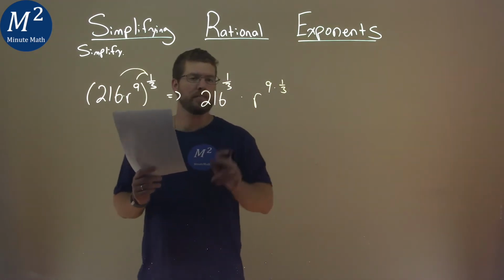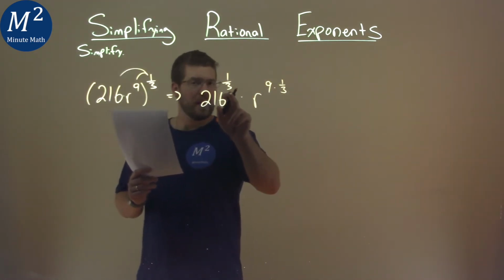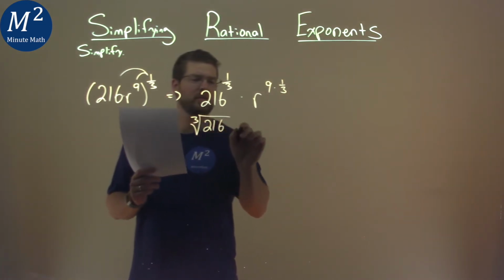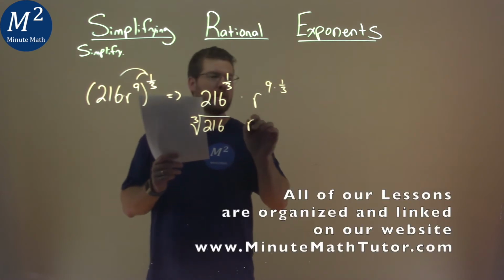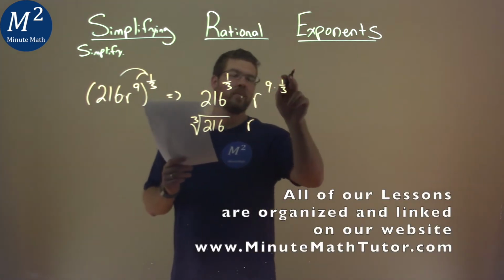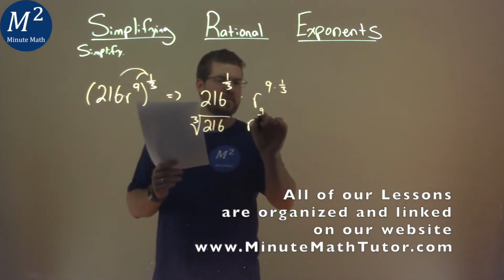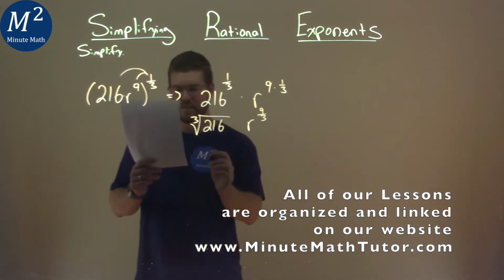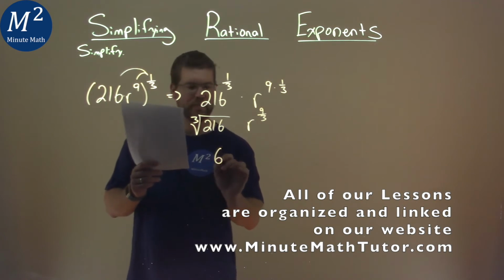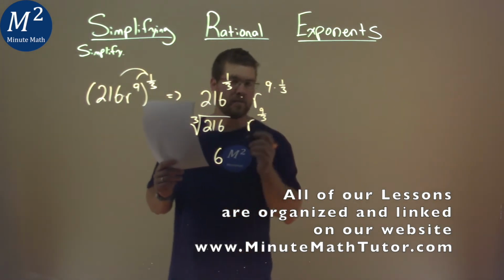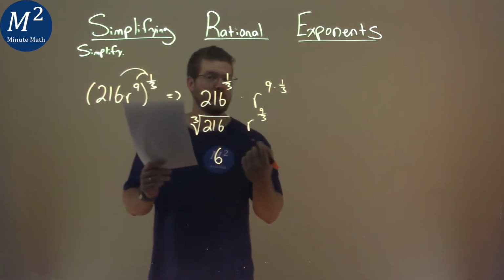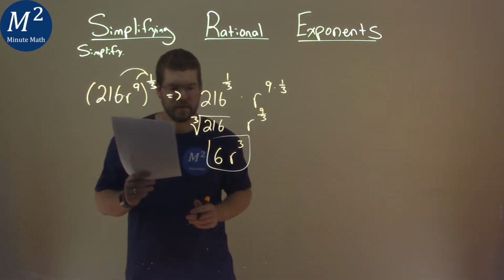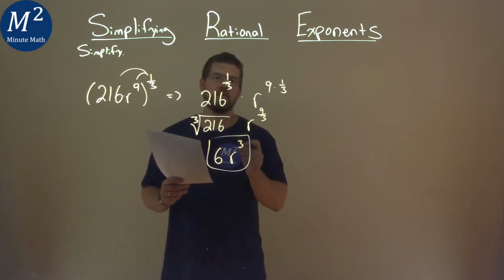Let's keep on going. 1/3 as an exponent is the same thing as a 3rd root. So we take the 3rd root of 216 here, and multiply it by r. Well, 9 times 1/3 is really just 9/3. Not too hard. The third root of 216 is just 6. R to the 9/3 power, 9 divided by 3 is 3. So we have r to the third power. And so my final answer here is just 6 times r to the third power.